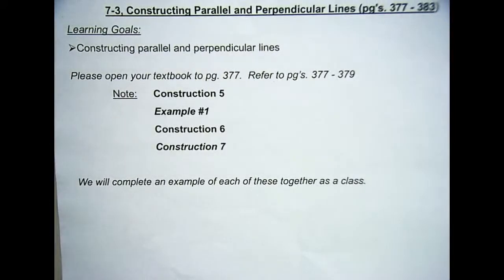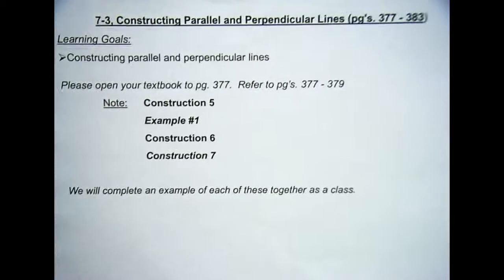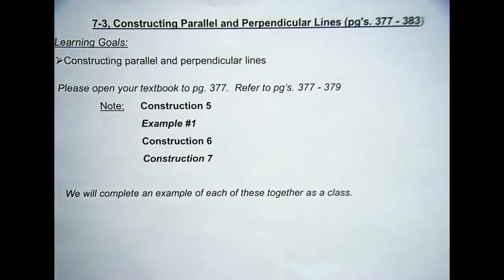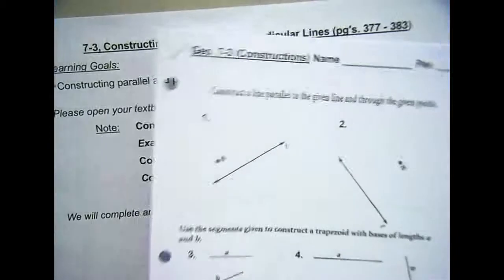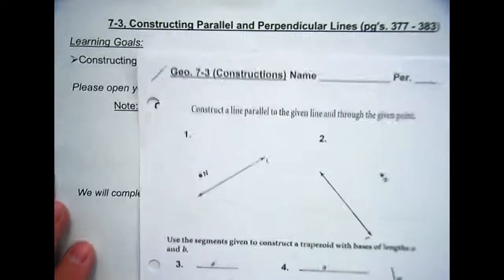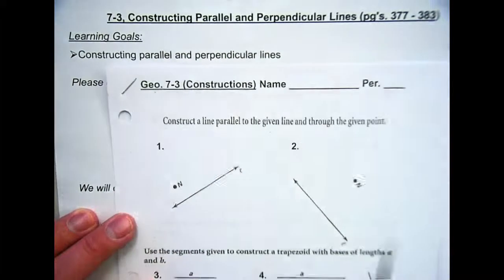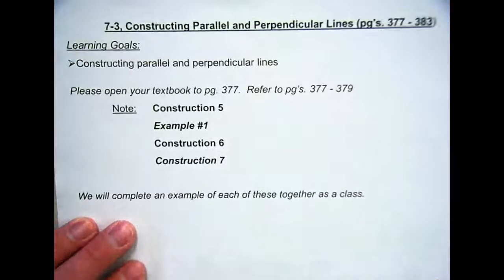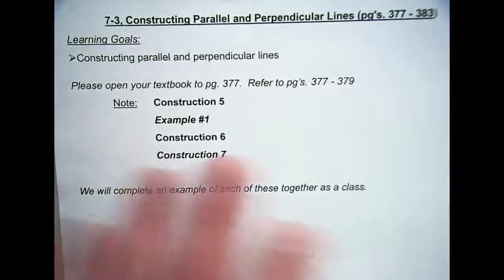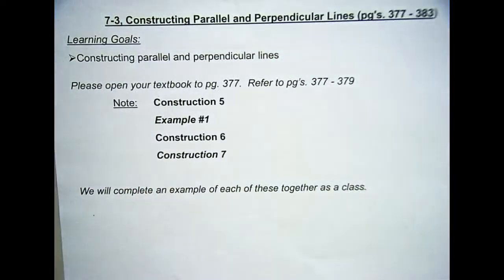7-3 today, constructing parallel and perpendicular lines. Please note on the packet I gave you, there's really not a place for you to necessarily list your learning goals. If you'd like to, you could list them here. But you may want to put these page numbers down and then understand that on page 377 of your textbook through page 379, you could actually find these constructions that we're going to do today.